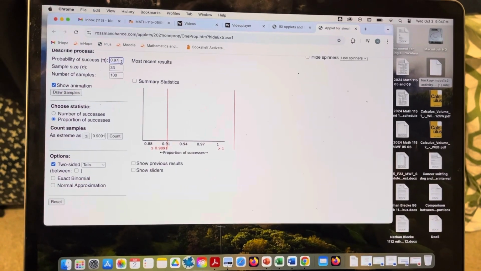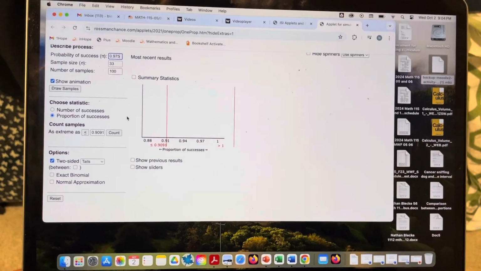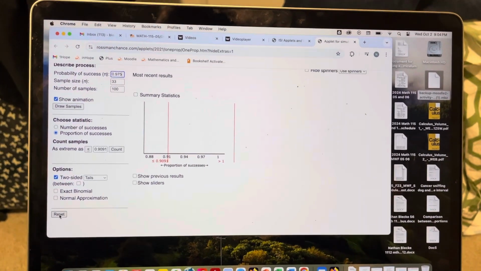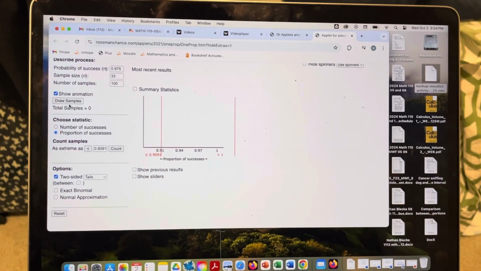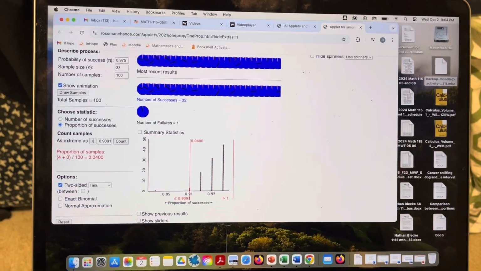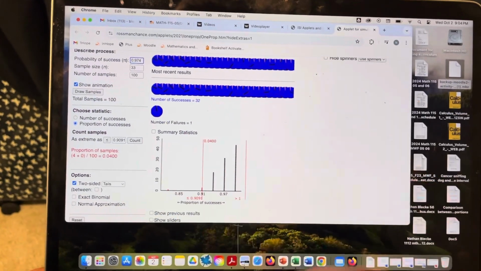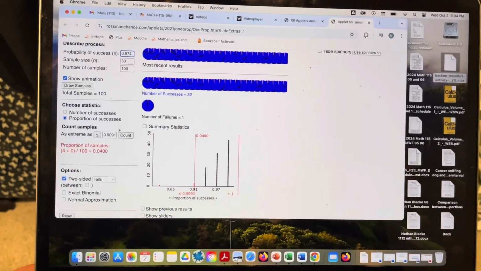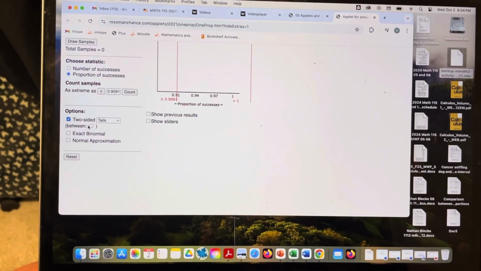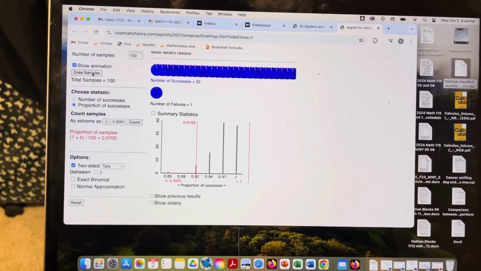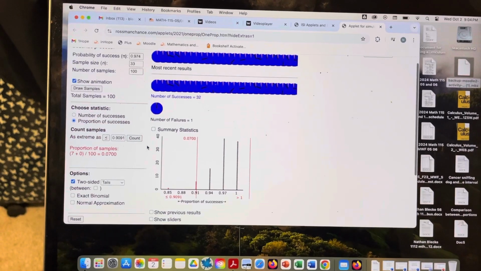So I'm going to reset. I'll try 0.975. I'm moving a little bit farther away, and I will draw samples. There we go. So maybe 0.974. We went too far. That's below 0.05. I'm going to reset and draw samples, and this time I'm at 0.07.